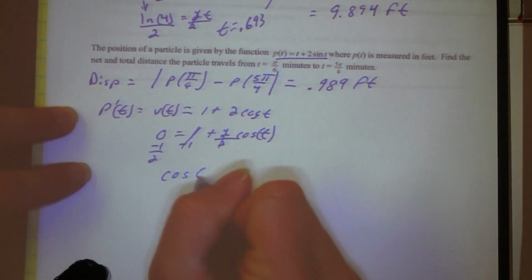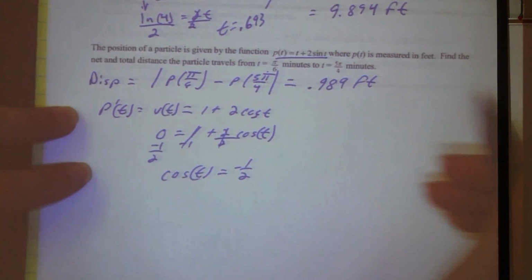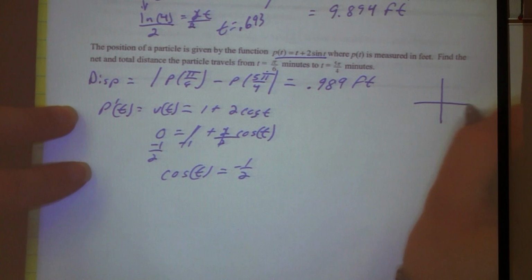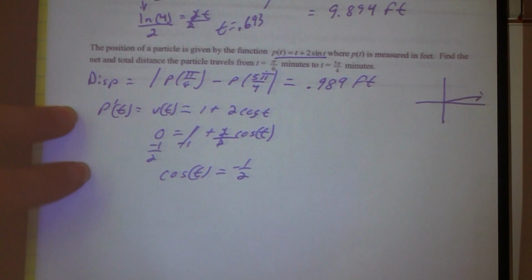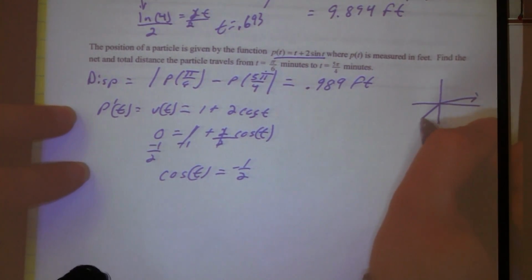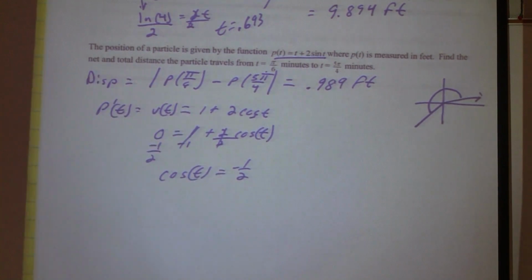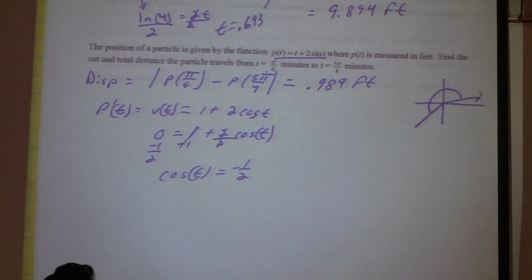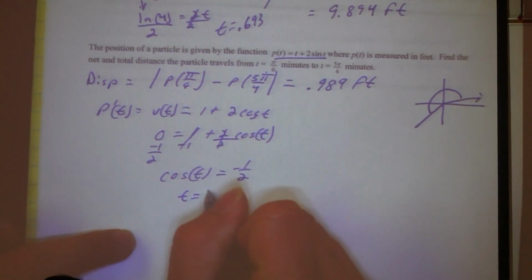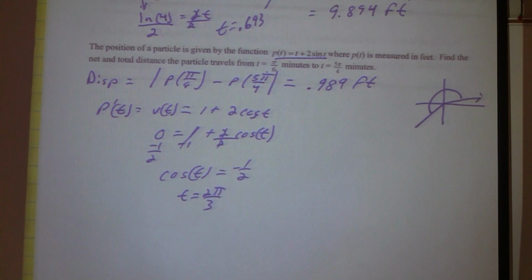So where does cosine equal negative 1 over 2 on this interval, pi over 6 to 5 pi over 4? We know pi over 6 is right here, and 5 pi over 4 would end up right in the middle of the third quadrant. So we're looking at this interval. From here to here, where would cosine be negative half? 2 pi thirds. So 2 pi over 3. Good?